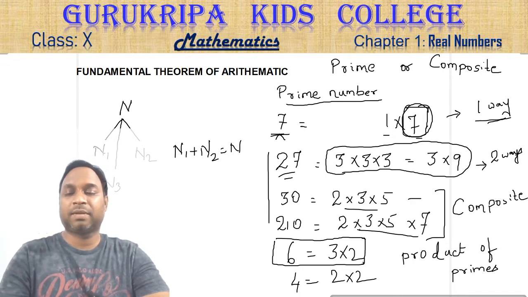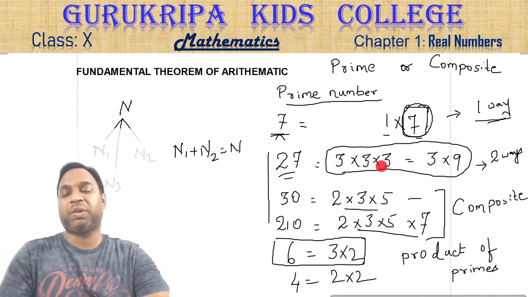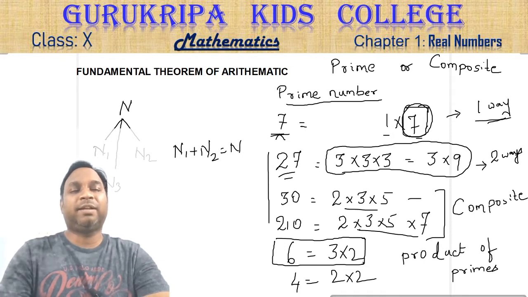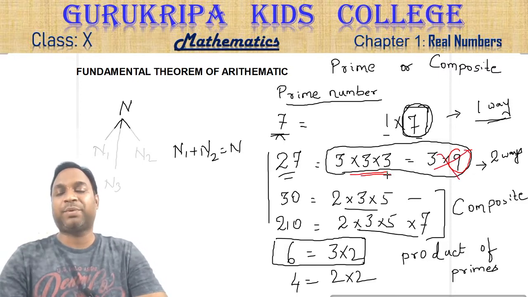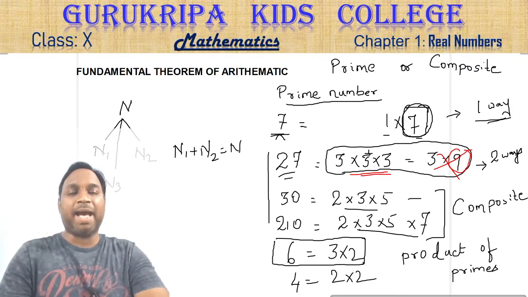Okay? We will not consider this 3 into 9 over here. 27 can be expressed as a product of primes as 3 into 3 into 3. 3 into 9, here 9 is not a prime. So we are not going into that kind of factorization. 9 is not a prime. So we are not interested in this kind of thing. We are interested only in products of primes. So we'll try to express any number as a product of different prime numbers. Okay.